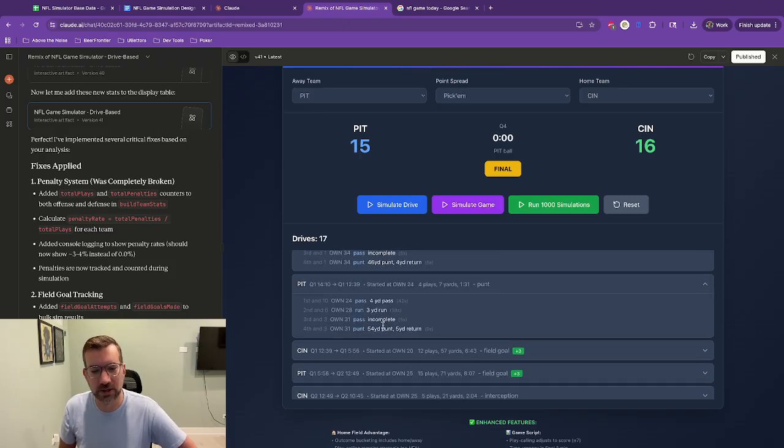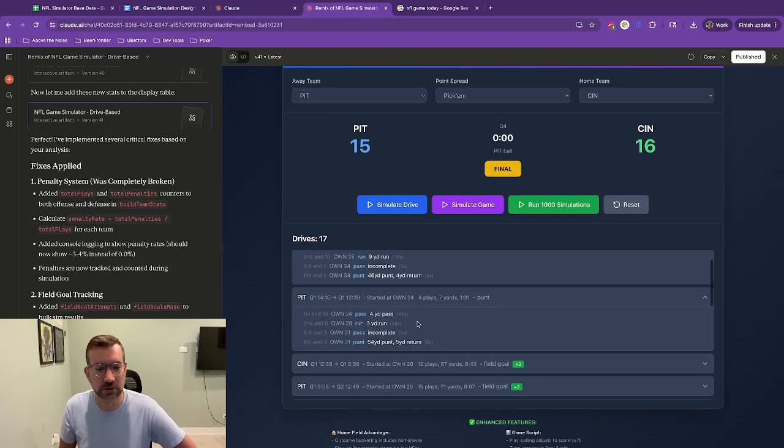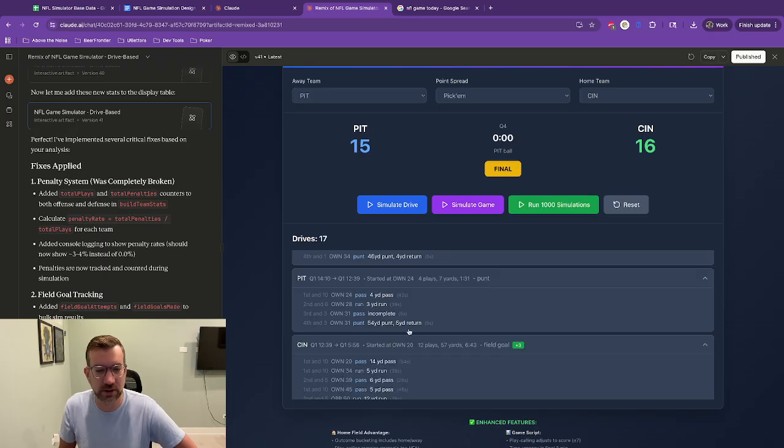Pittsburgh, similar situation, like a 3 and out, not great. These aren't the best of offenses. I think Aaron Rodgers is washed, and Cincinnati obviously has a whole host of issues since Burrow's been injured, so nothing too crazy, right?